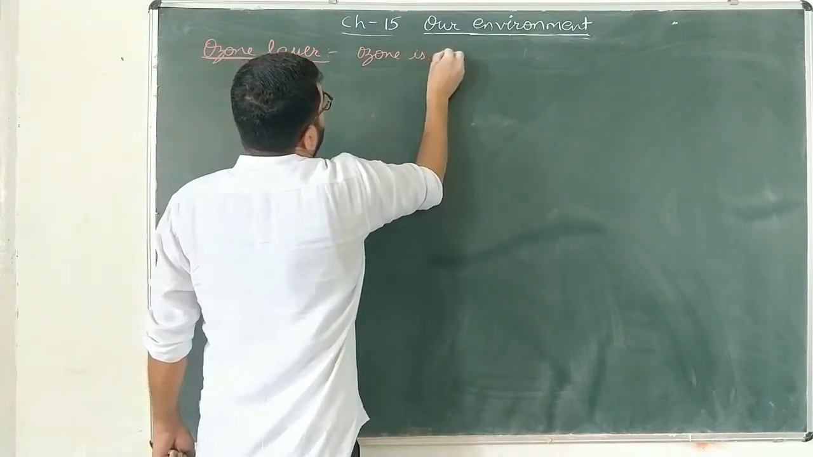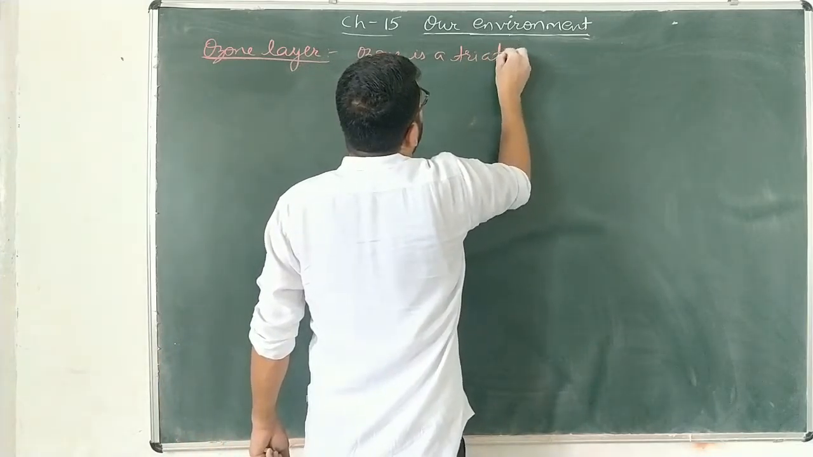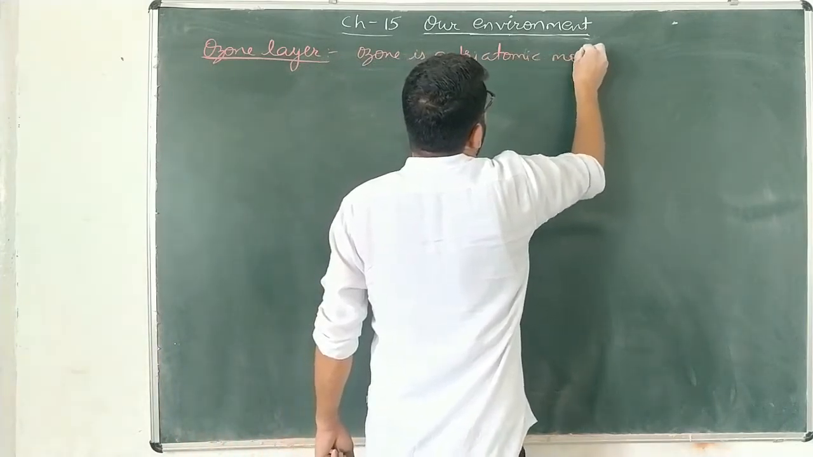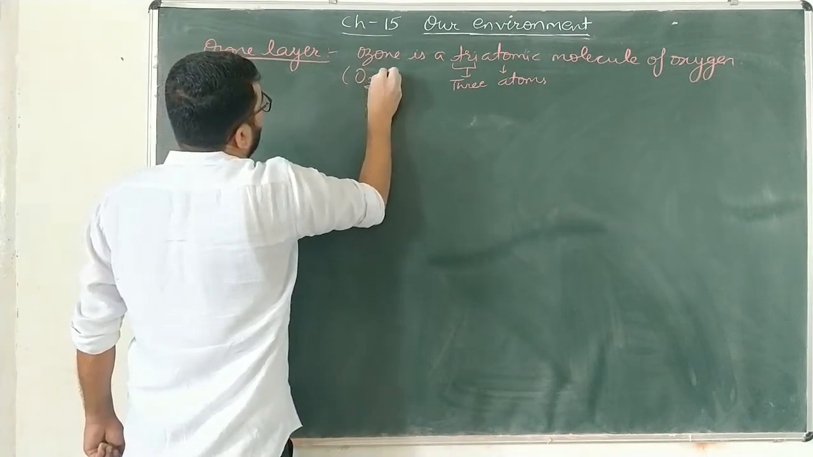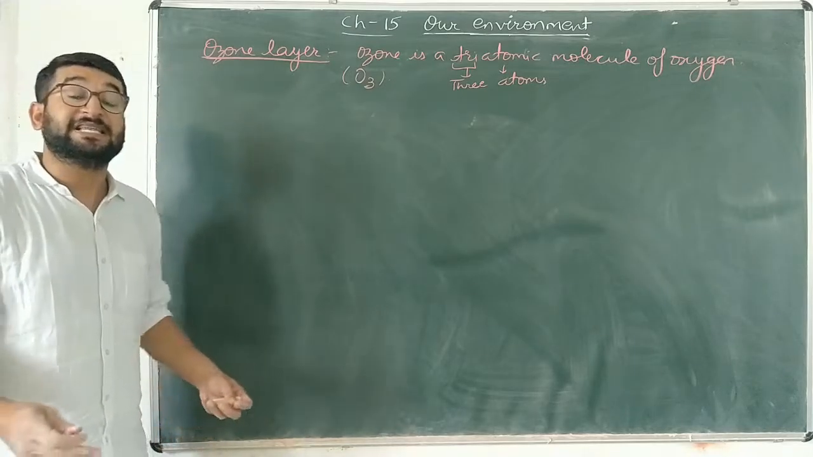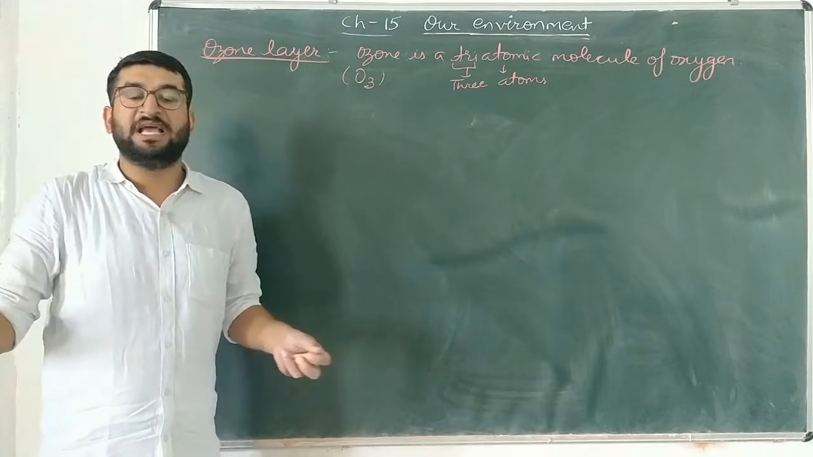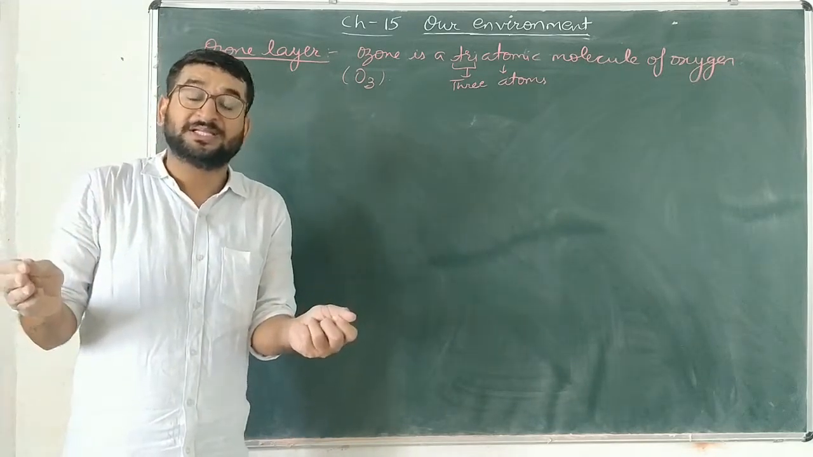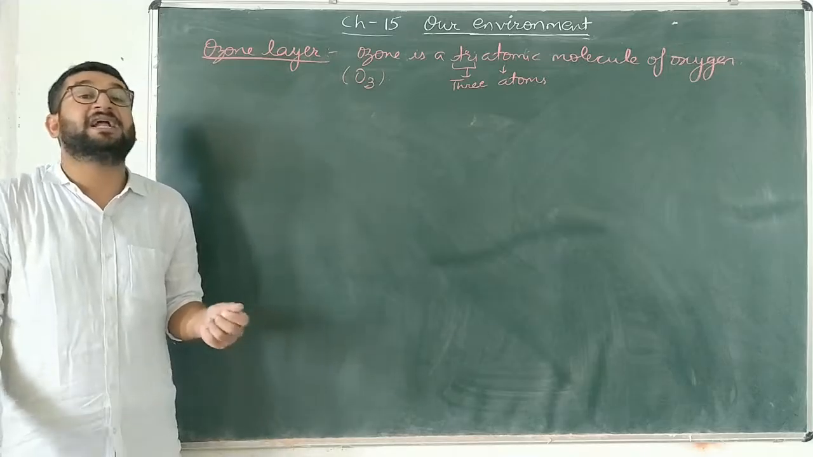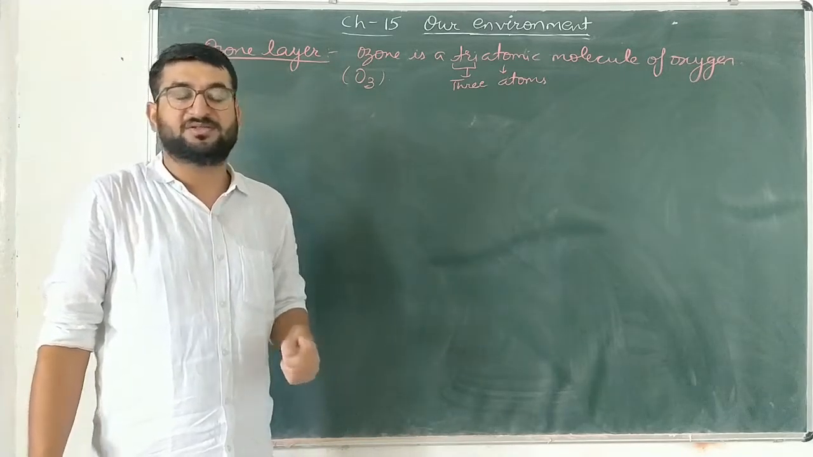Ozone is a triatomic molecule of oxygen. Triatomic means in which three atoms are combined. So the molecular formula of ozone is O3. It is an allotrope of oxygen which exists in nature. As oxygen is found in two allotropes, two physical forms in nature. One is O2, that is the life-supporting gas in the atmosphere, and the other one is ozone, O3, a triatomic molecule.